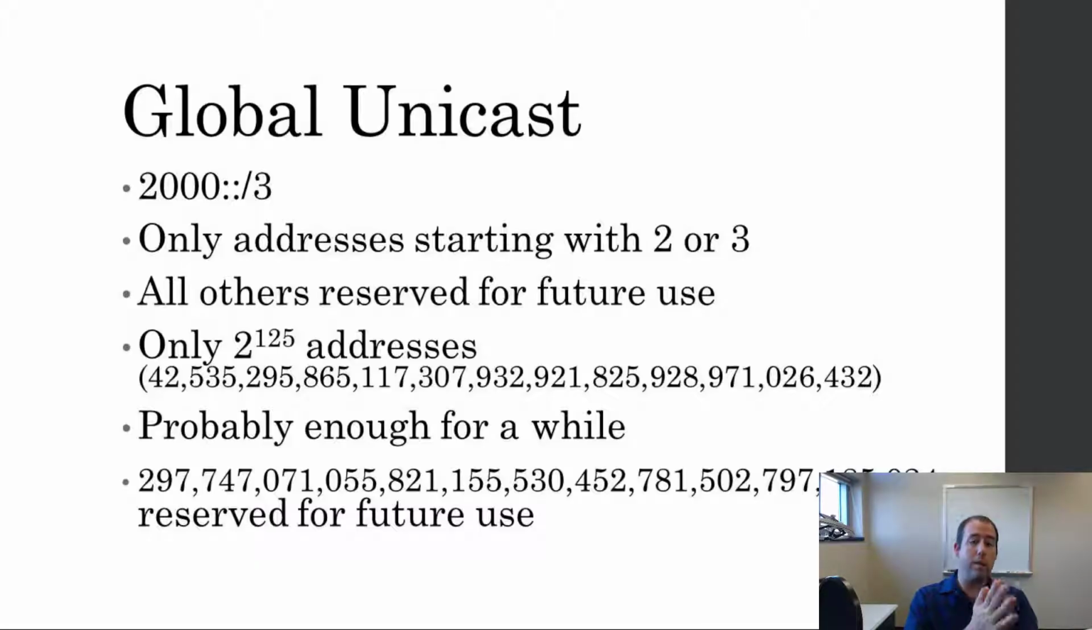But for now, we are stuck on 2000::/3, which means addresses that start with a 2 or a 3. So all addresses that start with a 2 or a 3, those are okay. If it starts with a 4 or a 0 or a 1, those are not currently being used on the internet. So again, that's only 2 to the 125th power addresses. I'm not going to read that number for you, but you can do the math and figure out what it is. It's probably enough for a while, I think, because it's still way bigger than IPv4.